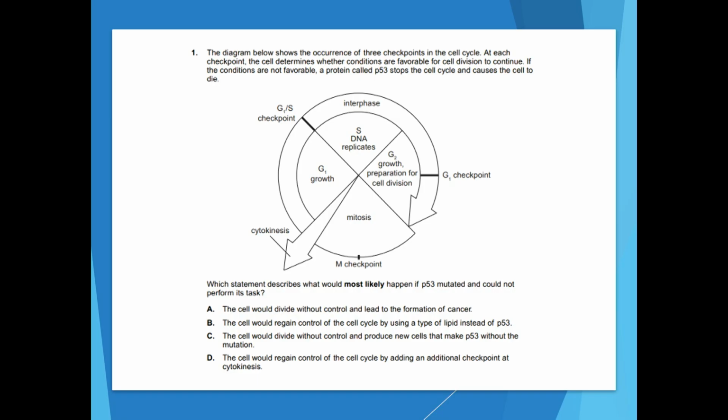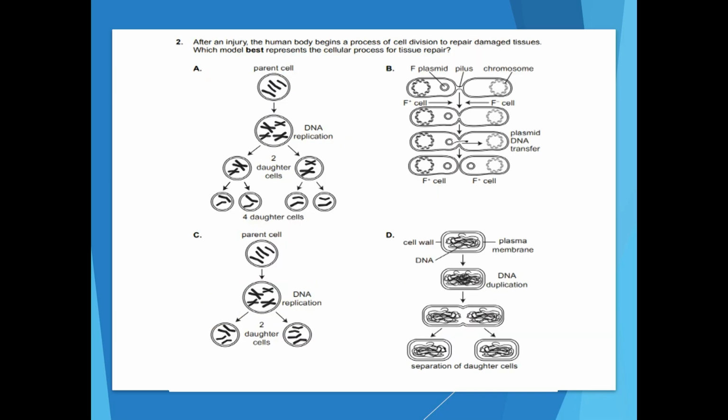Okay, so for this one, we want to go with letter A. The cell would divide without control and lead to the formation of cancer. That's what cancer really is, uncontrolled cell growth. They just divide and divide and divide and never stop dividing. This is a way we prevent that from happening. We use this protein called P53, and it makes sure that the cell is healthy and ready to divide. If it's not working, it could lead to cancer, and so letter A is going to be our best answer choice there. Let's go to the next one.